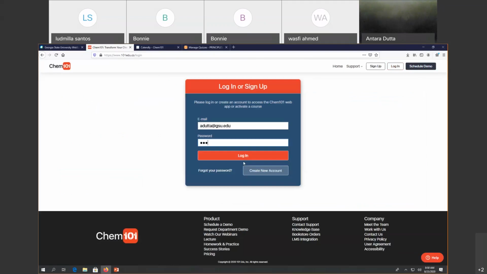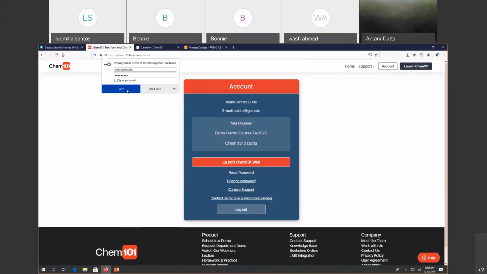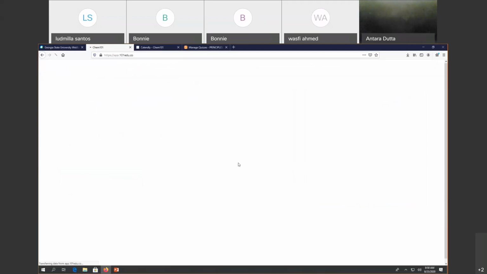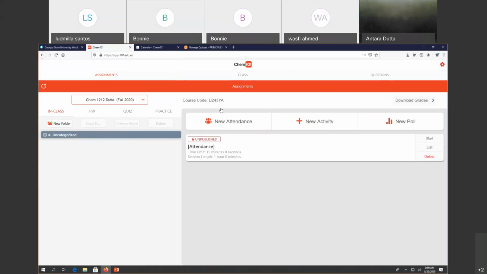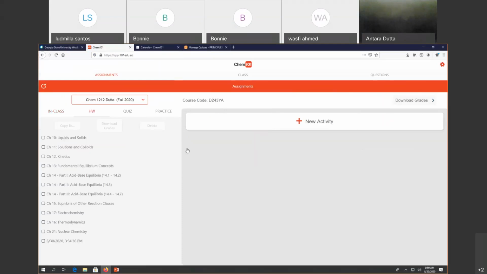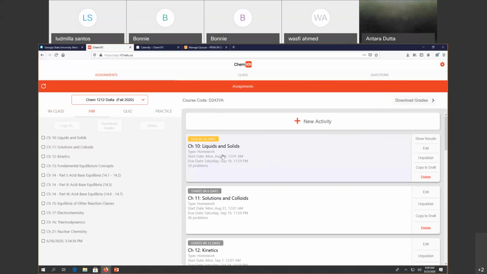Let me go to the course. If you are taking this, this should be my course, and this is the course code. This is a low-cost homework program based on our textbook, OpenStax. I use the OpenStax textbook because I'm more comfortable with OpenStax. And this homework program is based on OpenStax. So if I click on the homework, you should see that Liquids and Solids, chapter 10, is available for you to start.